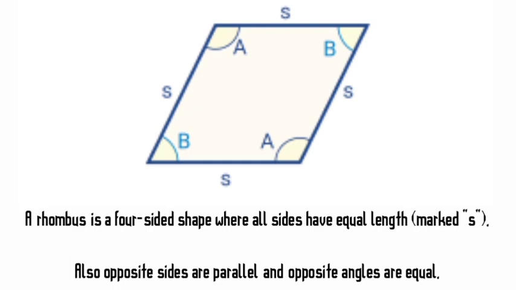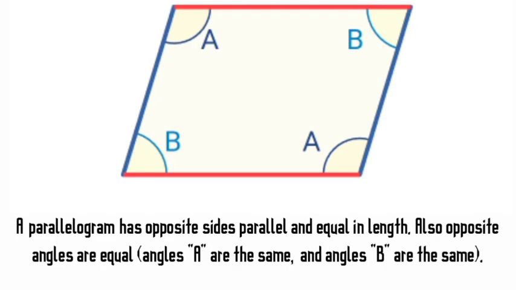The next quadrilateral is the rhombus. A rhombus is a 4-sided shape where all sides have equal length. Also, opposite sides are parallel and opposite angles are equal. The next quadrilateral is the parallelogram. A parallelogram has opposite sides parallel and equal in length. Also, opposite angles are equal.